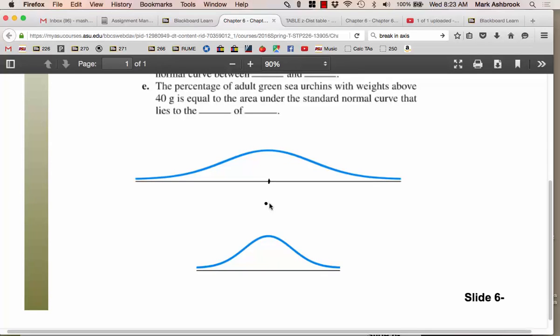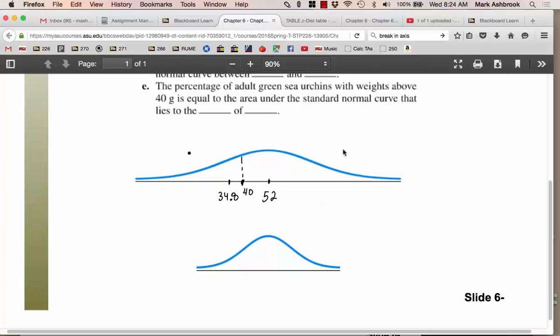What was the mean again? No, the mean. 52.0. And then one standard deviation below was? 34.8. So here, right there is 40. We're interested in the frequency, or the percentage, of sea urchins with a weight above 40.